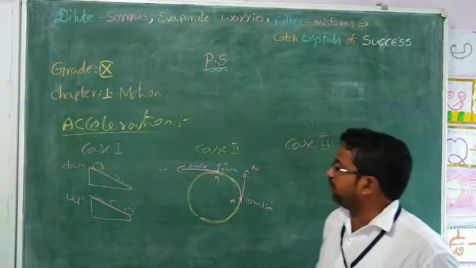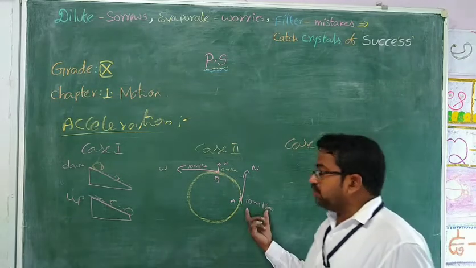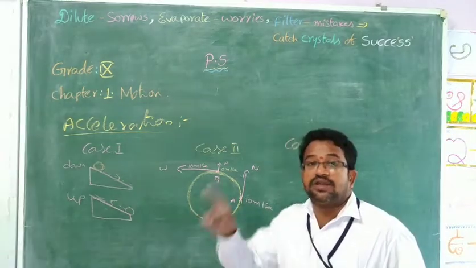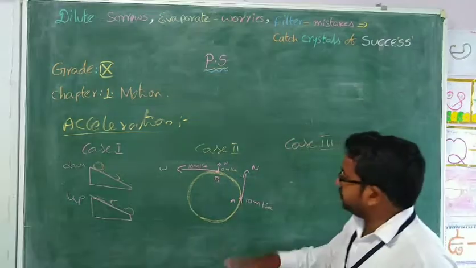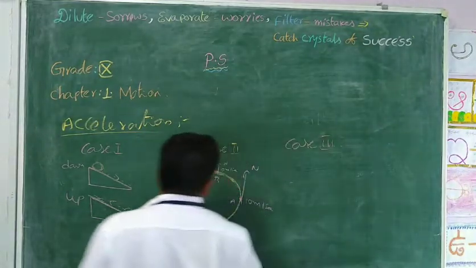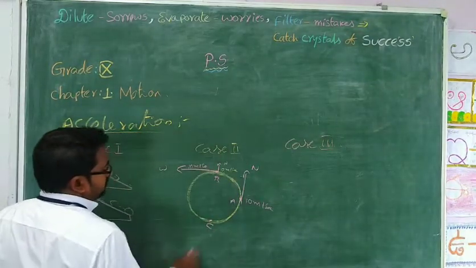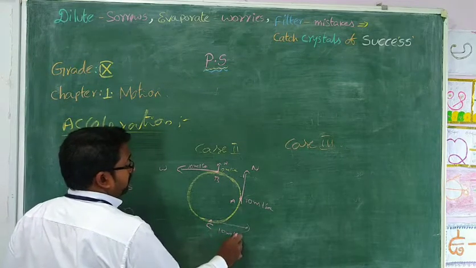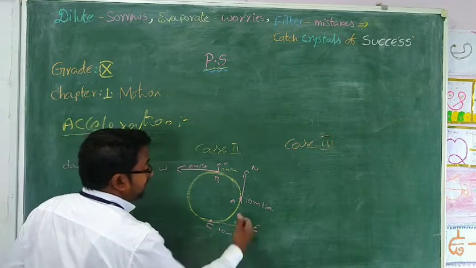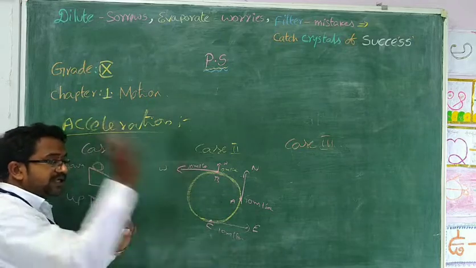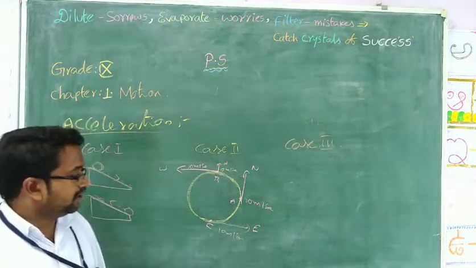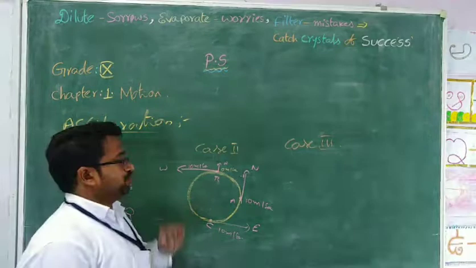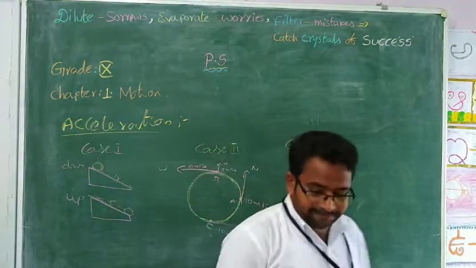But in the case of uniform circular motion, the magnitude of linear velocity remains constant, whereas the direction is changing. If I want to identify the velocity at point C, what is it? Yes, very good, 10 meters per second only, but towards east. So direction has changed. Clear? It's about case 2. Let us see case 3.